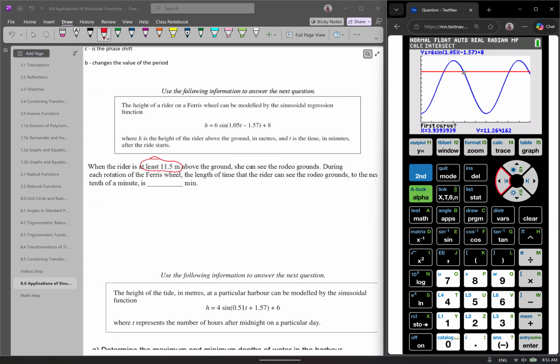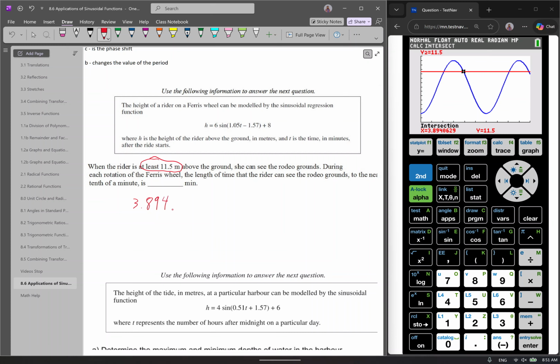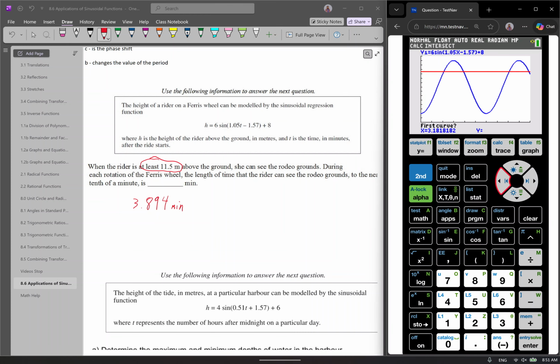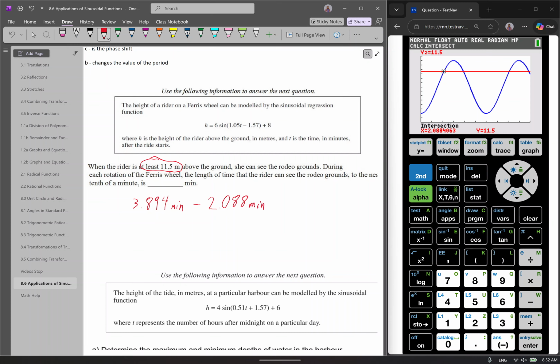of this one, enter, enter, enter, and that'll be 3.89 nearest tenth. Yeah, let's do one extra decimal just in case, minutes. Okay, but that's not the total answer. What we need to do is go back to this one, enter, enter, enter, and we get minus 2.088 minutes. And so if we find the difference between the two, that's like the distance on the graph between those 2 points, then we are golden.